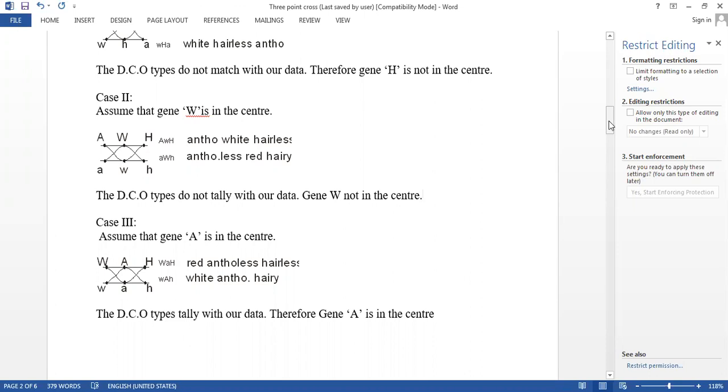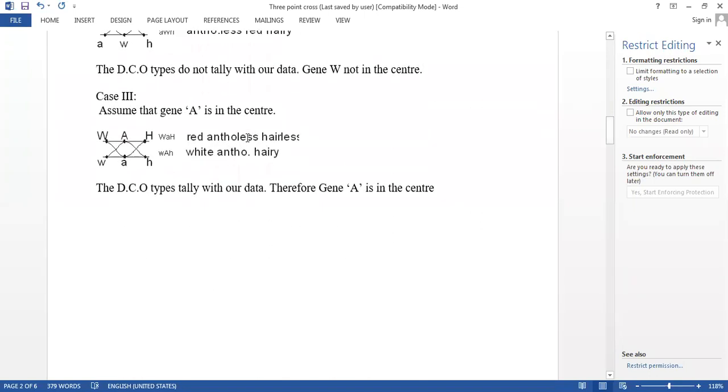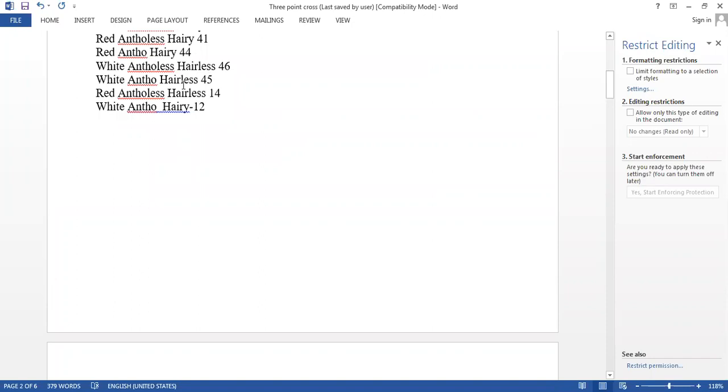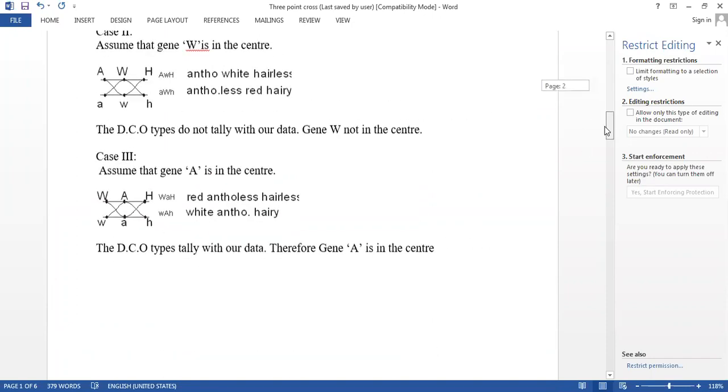Now we move on. What is the next step you have to do? You have to find out the distance between W and A and the distance between A and H, here and here. This will be done with the help of the numbers which are provided here. Let us see how it goes.